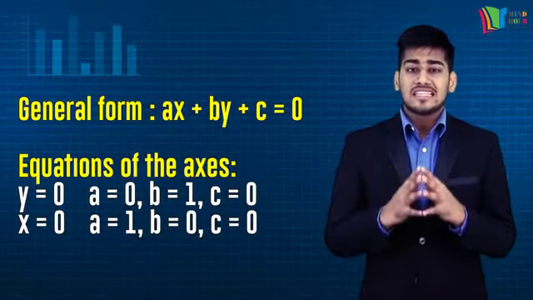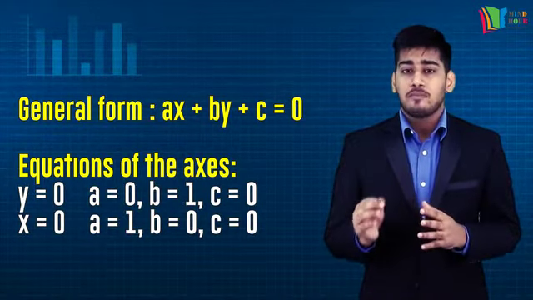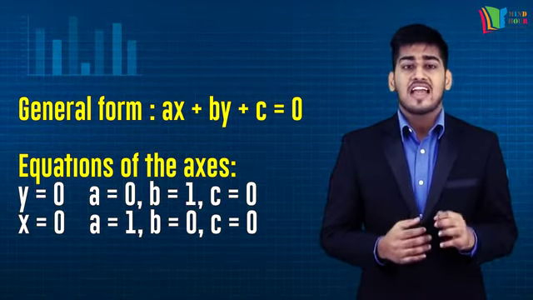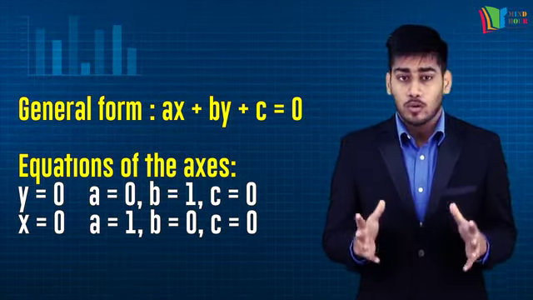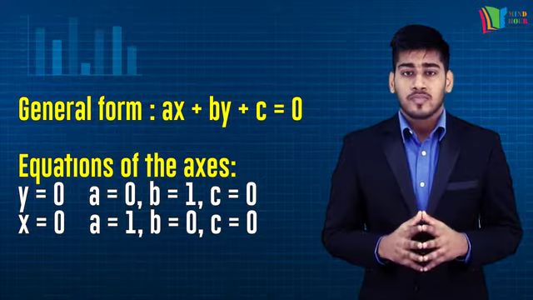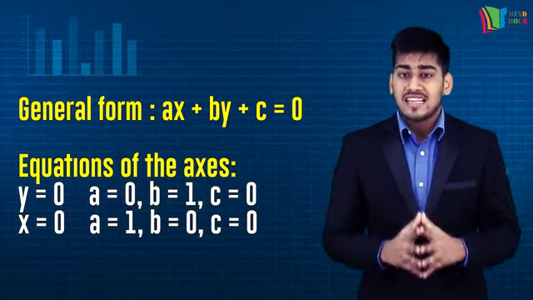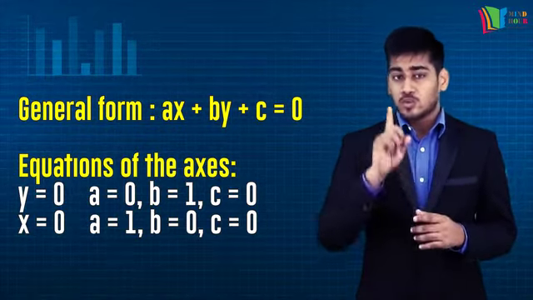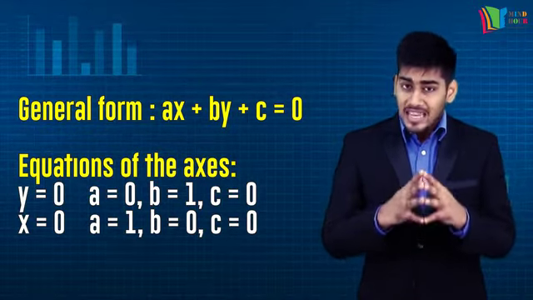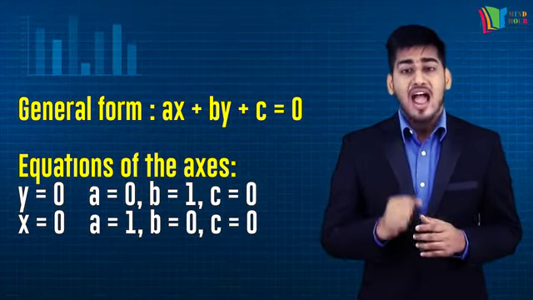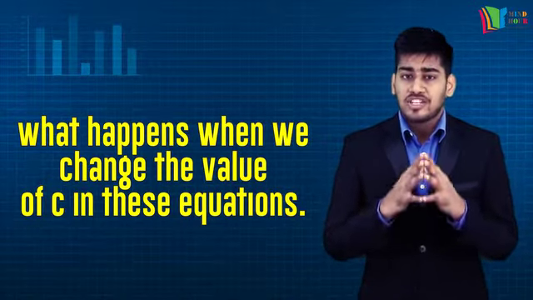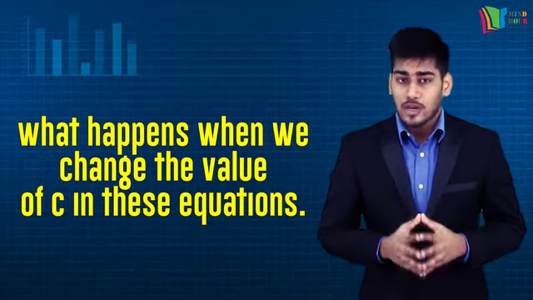We note that in these cases, one of a and b is 0. The general form of a linear equation is ax + by + c = 0. In the equation for x-axis, y equals 0. The values of a and c are 0 and b is 1. Similarly, the equation for y-axis has b and c equal to 0 and a is 1. Let's see what happens when we change the value of c in these equations.